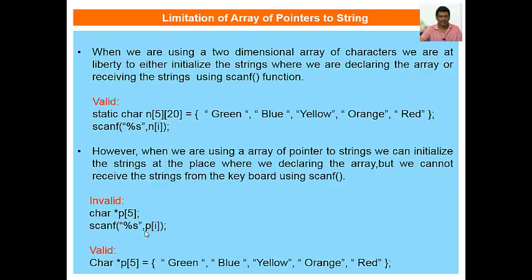Character star p[i]: each and every location of the p array can store the address of a character, but we cannot get input. This is invalid. Through a character pointer array, we can initialize like char *p[i], and at the time of declaration we can directly initialize green, blue, yellow, orange, red. It is a valid one.